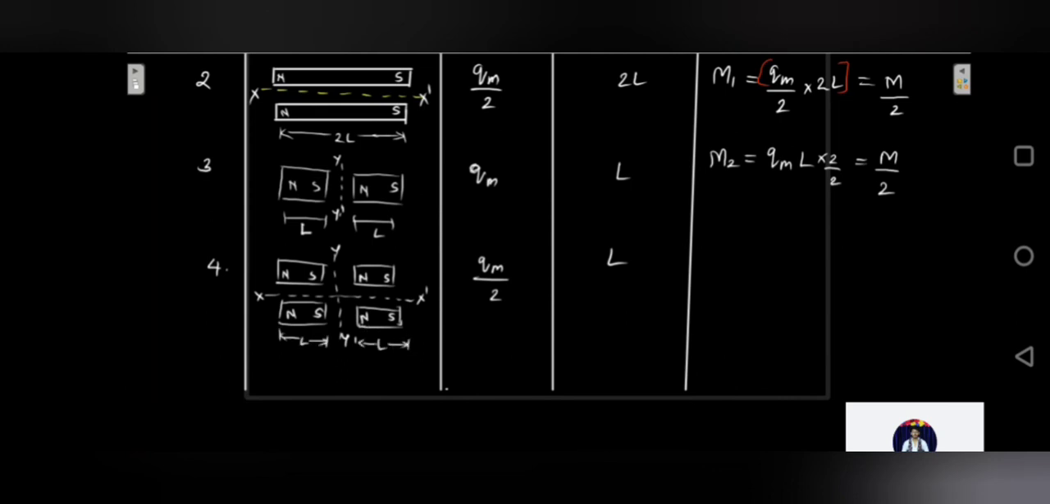Okay, so what is going to be your M3 over here? M3 is going to be qm upon 2 into L. So if I again multiply it by 2 and divide by 2 to make it M, so qm into 2L is going to be M divided by this 2 into 2, which will be 4. So in this case, what is going to happen to the dipole moment? The dipole moment is going to become 1/4. It is going to be divided into the 4th part of the original M. Okay, so this is the 4th situation.